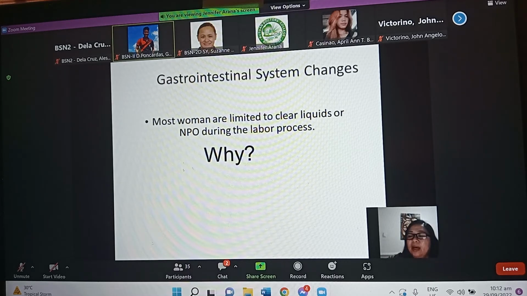Okay. Another changes during labor and delivery, changes in the woman's body, is the gastrointestinal system changes. Most women are limited to clear liquids during labor and delivery or even NPO. Nothing by mouth, nothing per oral, during labor process.